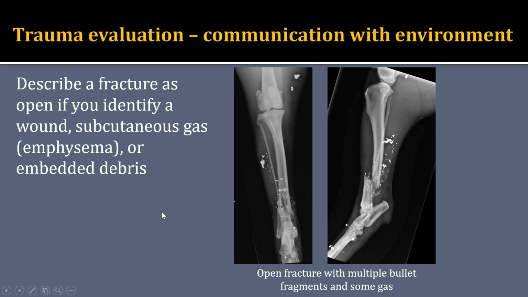These are orthogonal views of a tibia and a fibula in a dog that has not only soft tissue swelling at the level of these distal diaphyseal tibial and fibular fractures, but also has a little bit of gas if you look closely, and then many metal fragments that are throughout the soft tissues, which are fragments of a bullet. So this is an open fracture with multiple bullet fragments and a little bit of subcutaneous emphysema.